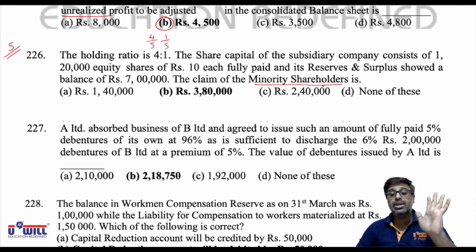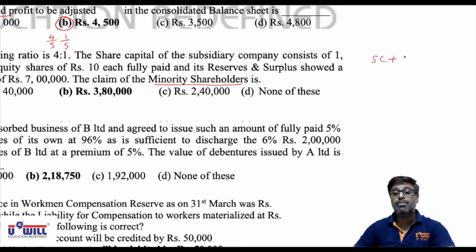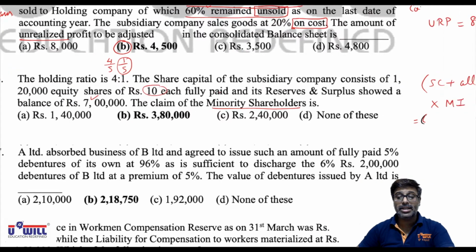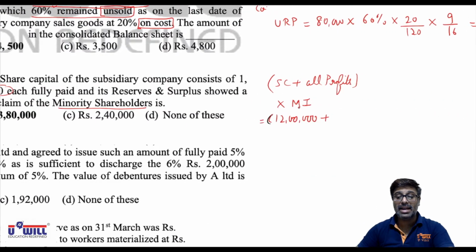Now, minority shareholders' claim, I'll give you a shortcut. Share capital plus all the profits into minority interest. I repeat, share capital plus all the profits into minority interest. Whenever any question of minority interest is asked, you simply do this. So share capital is equal to 1,20,000 shares of 10 each, which means 12 lakhs. Okay, 1,20,000 into 10, 12 lakhs, plus reserves and surplus is 7 lakhs.